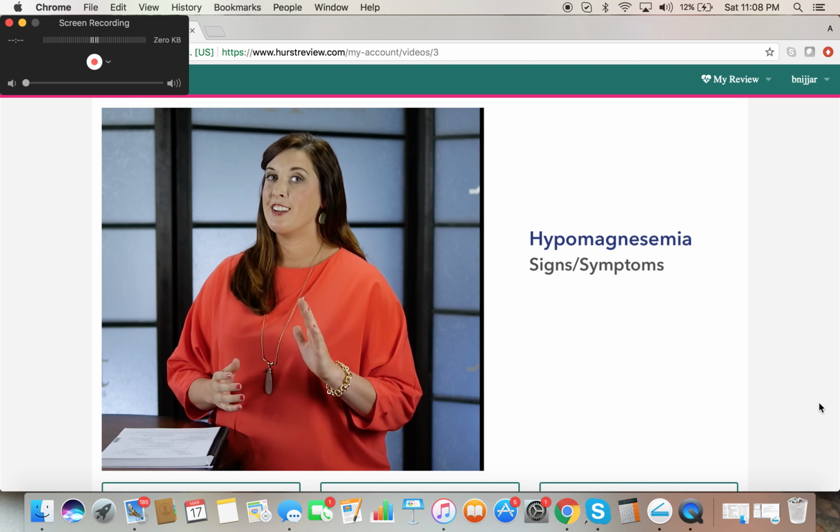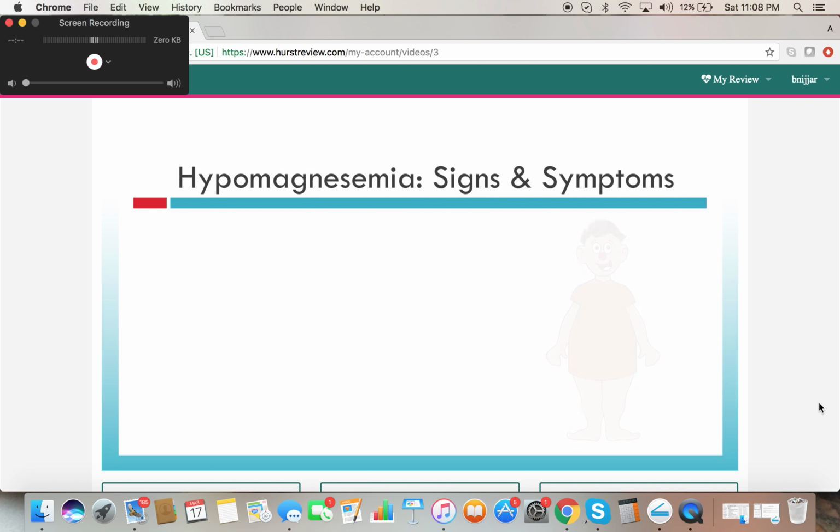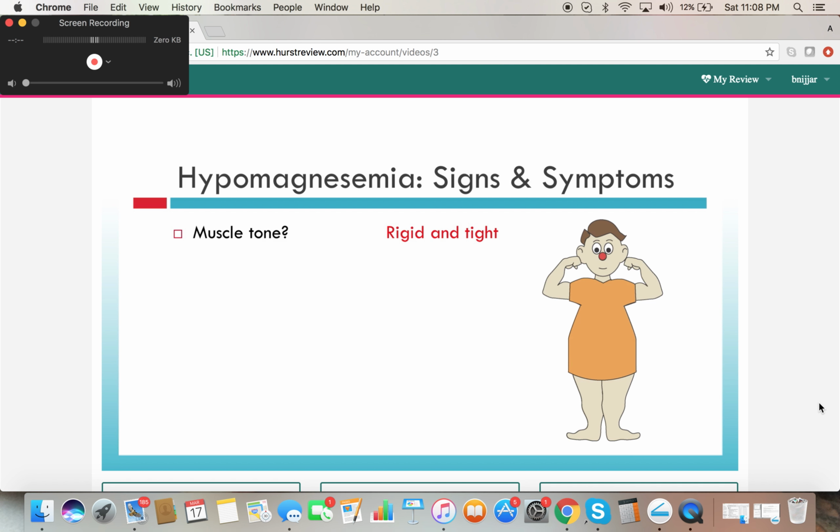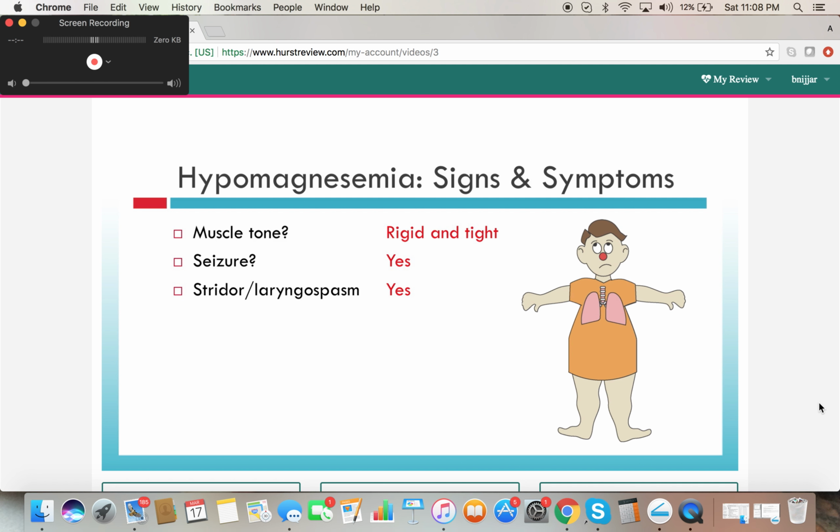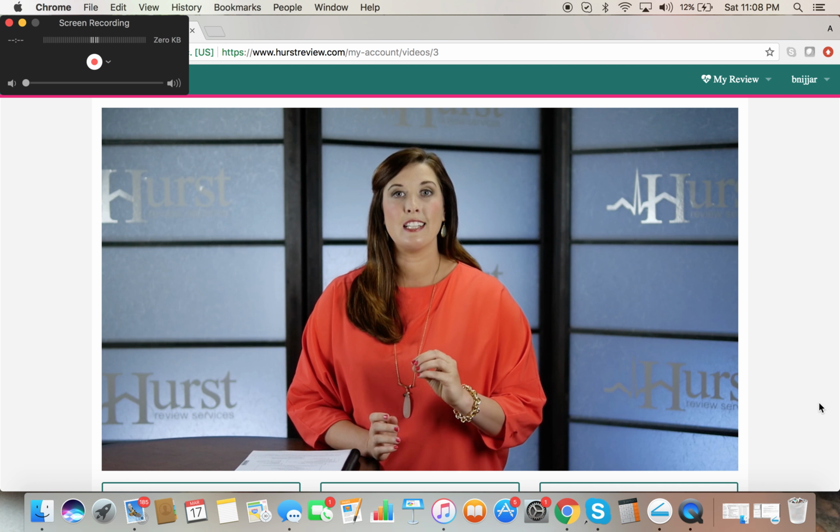Remember, they're not sedated. If someone is not sedated, what type of muscle tone are they going to have? Rigid and tight. That's right, rigid and tight. Could they have a seizure? Yes, and that's what I'm scared of. They could have a stridor or laryngospasm because their airway is made of what type of muscle? It's a smooth muscle.